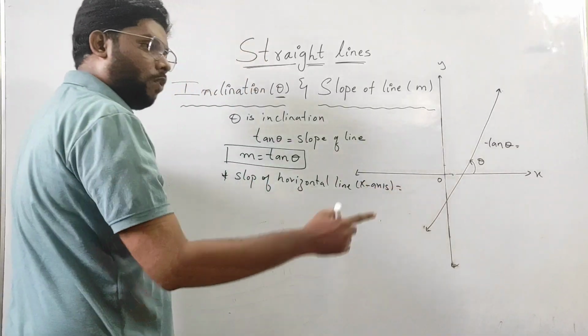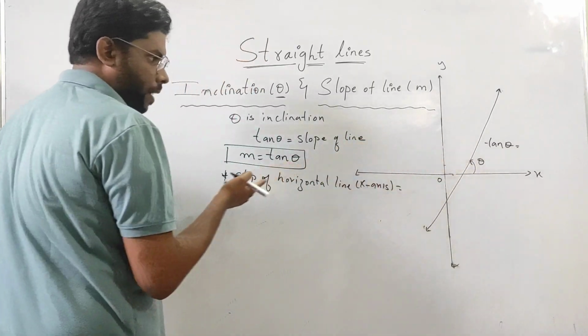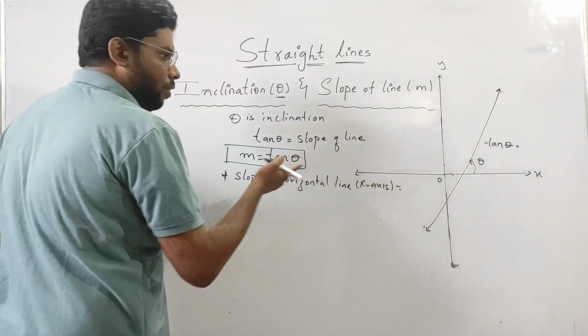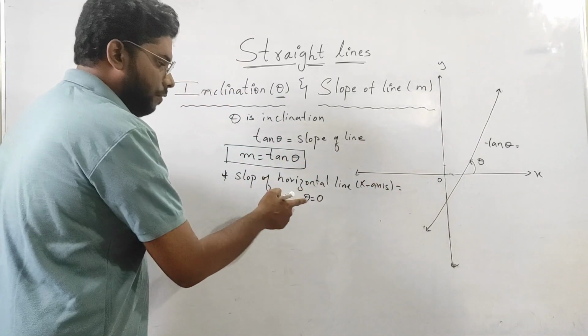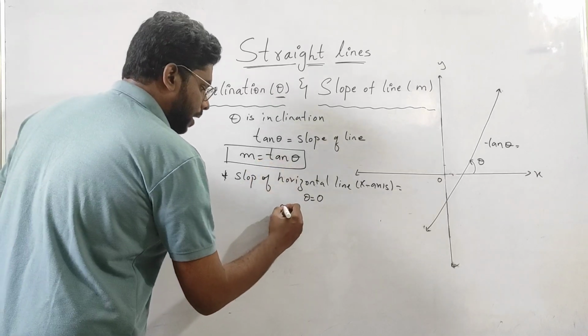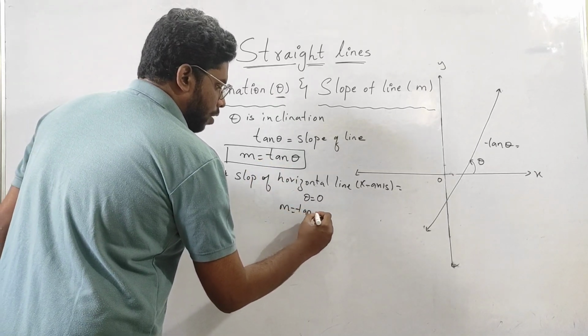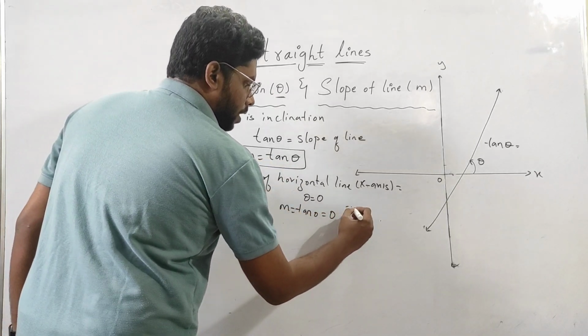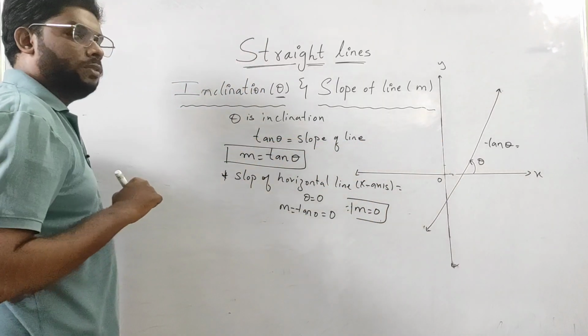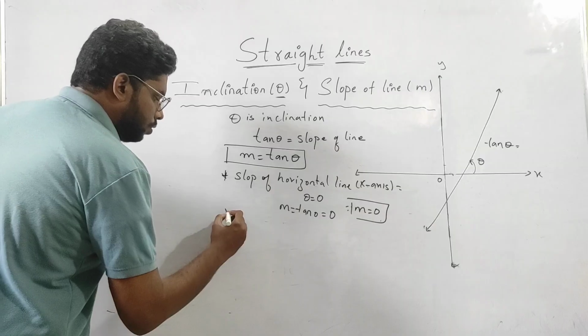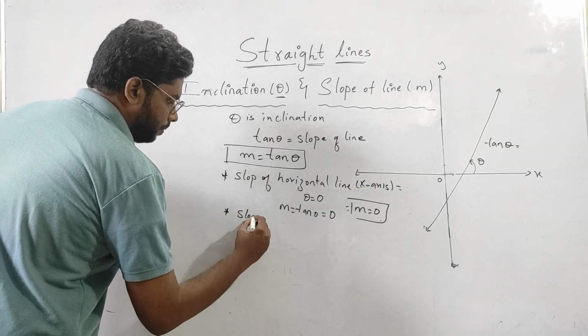We have already discussed in the inclination part that the inclination of the x-axis or the horizontal line is 0. If theta is 0, if I substitute here, you get m is equal to tan 0, which is equal to 0. Therefore, tan 0 is 0. So the slope of a horizontal line is 0.